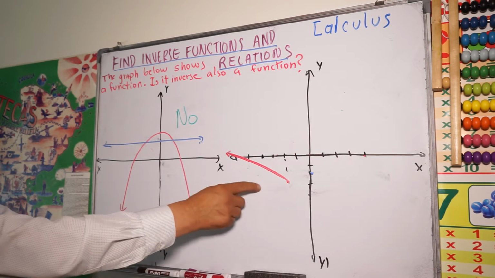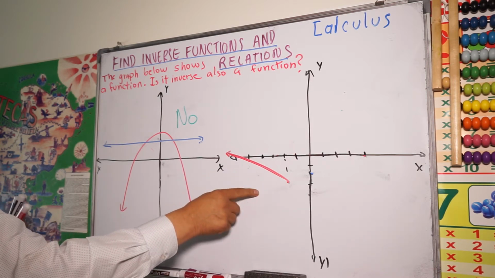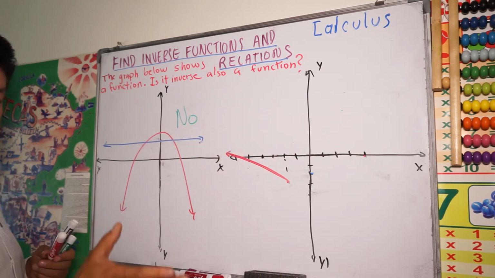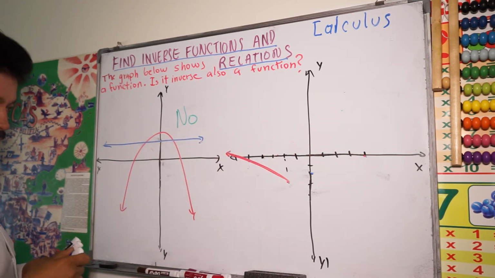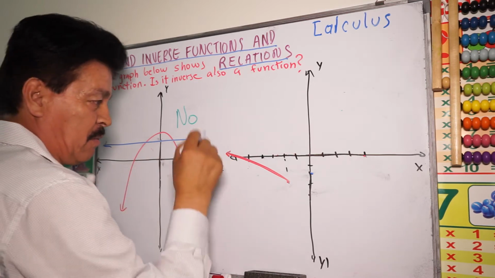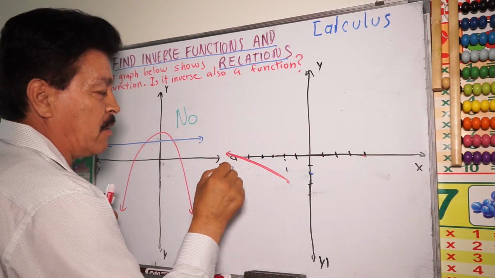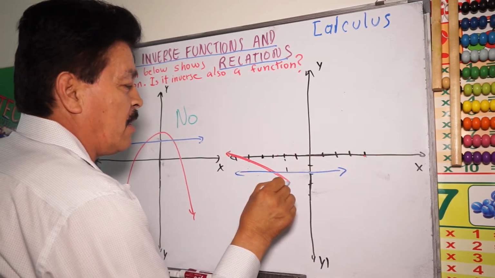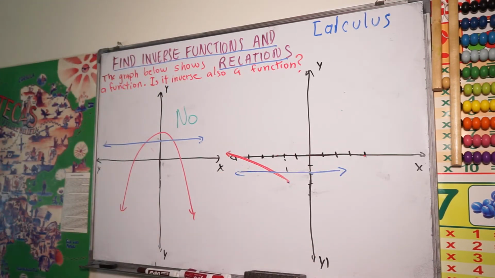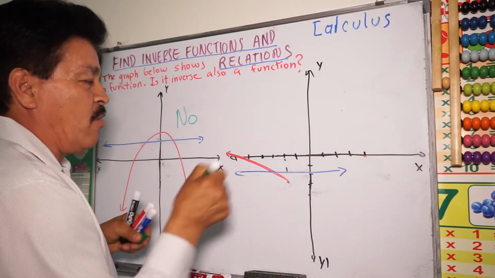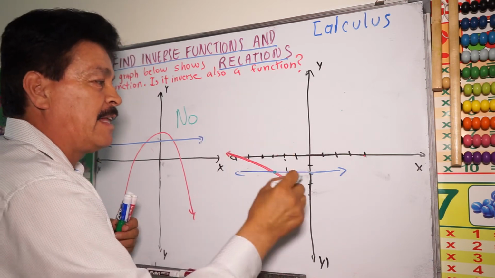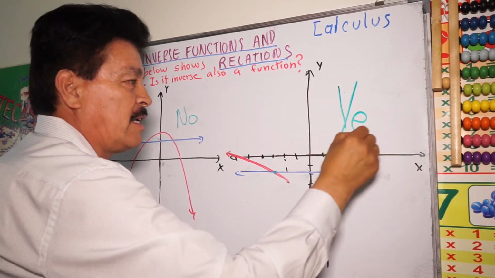The graph below shows a function. Okay, it is a function, but is its inverse also a function? Yes or no? Try the horizontal line, drop a horizontal line like this. So you see what you see over there. This horizontal line, how many points does it touch? Only 1 point. It's not more than 1 point. Then this is yes, right?